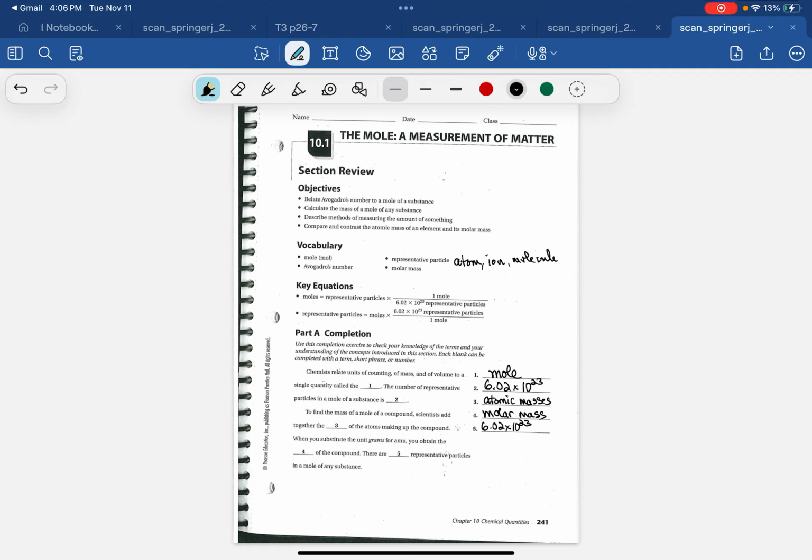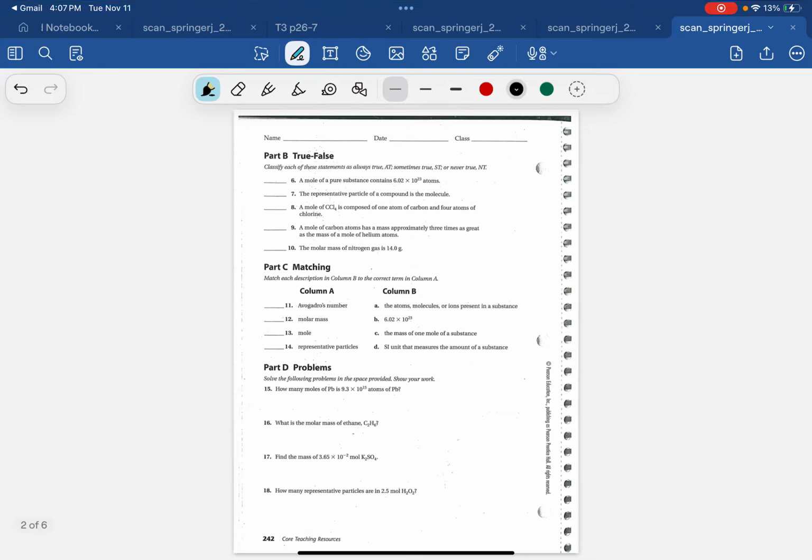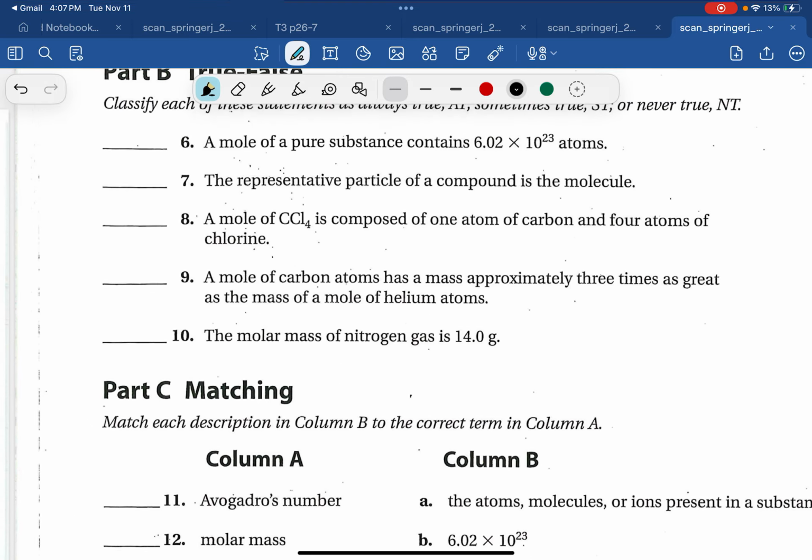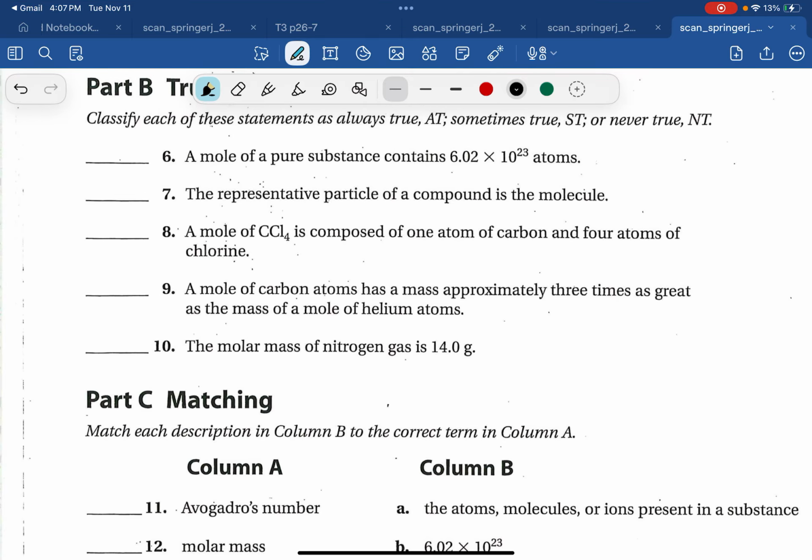Okay, so there's the front side. Let's flip over. Of course, yours is pink, mine's white. And let's see, the true false. There's sometimes true, always true, and never true. Let's try them. A mole of a pure substance contains 6.02 times 10 to the 23rd atoms.